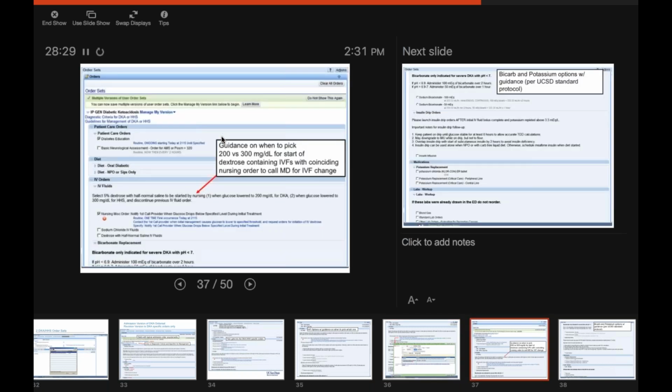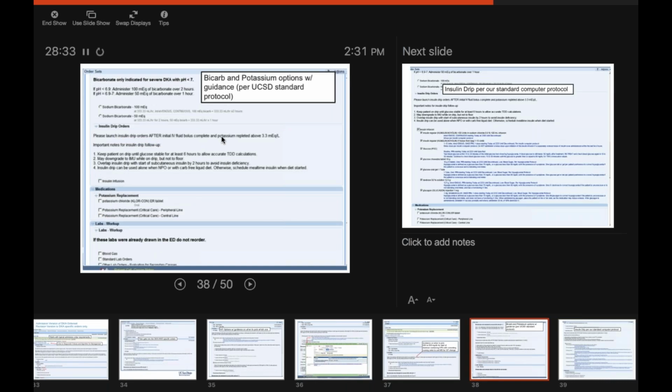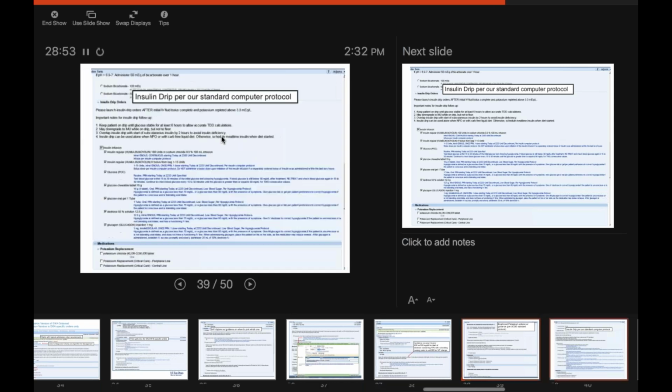Okay, that's your order. It gives them guidance on which to pick, HHS versus DKA. Because with HHS, remember, their brains are like raisins, okay? We really start the dextrose at 300 and we keep it in the 200s until that brain is happy. It can take much longer to treat HHS. Real HHS is pretty rare, okay, if you're actually using the right criteria.